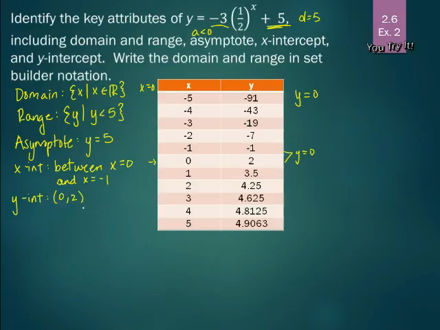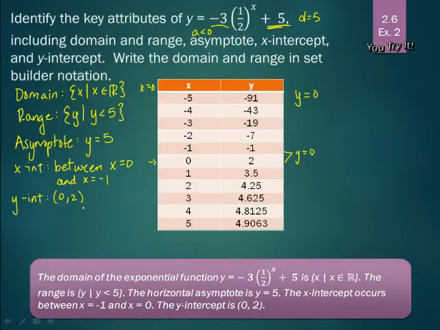So let's summarize our answers. The domain of the exponential function y equals negative 3 times (1/2)^x plus 5 is the set of x's such that x is in the real number set. The range is the set of y's such that y is less than 5. The horizontal asymptote is y equals 5. The x-intercept occurs between x equals negative 1 and x equals 0. The y-intercept is 0, 2.